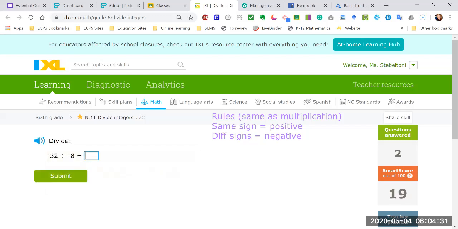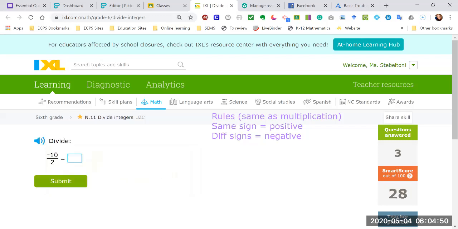All right, and then this example, negative 32 and negative 8, they have the same sign, so the answer is going to be positive. And then I just divide. 8 goes into 32 4 times, so my answer would be 4.